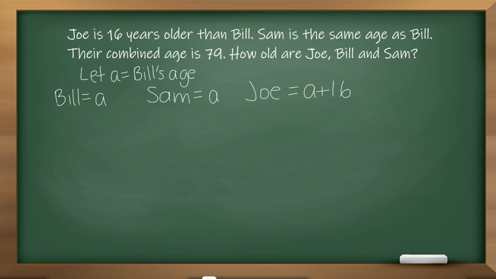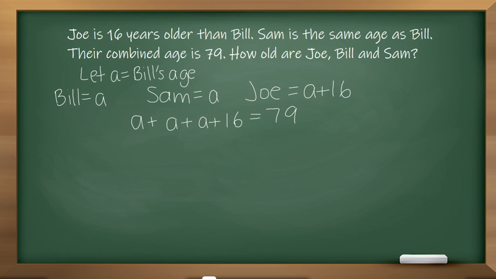Next, we need to be able to figure this out. So we've got Joe is 16 years older than Bill, that's the A plus 16. We have Sam is the same age as Bill, we've got that part. Next it says their combined age is 79. So that means if we add Bill and Sam and Joe's ages all together, it would equal 79. So let's do that. We have A for Bill, A for Sam, and A plus 16 for Joe. We add those all up, we get 79.